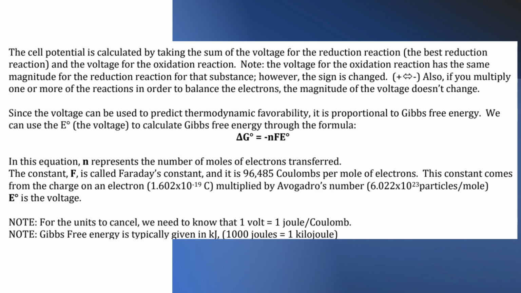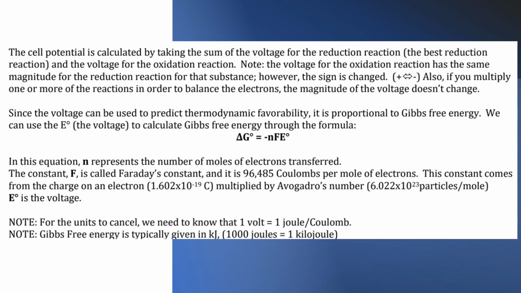The cell potential is calculated by taking the sum of the voltage for the best reduction reaction and the voltage for the oxidation reaction. You should remember that when you flip the reaction, you have to change the sign. But if you have to multiply by 2 or 3 to cancel out the number of electrons, you do not do that to the voltage. Since the voltage can be used to predict thermodynamic favorability, it is proportional to Gibbs free energy.